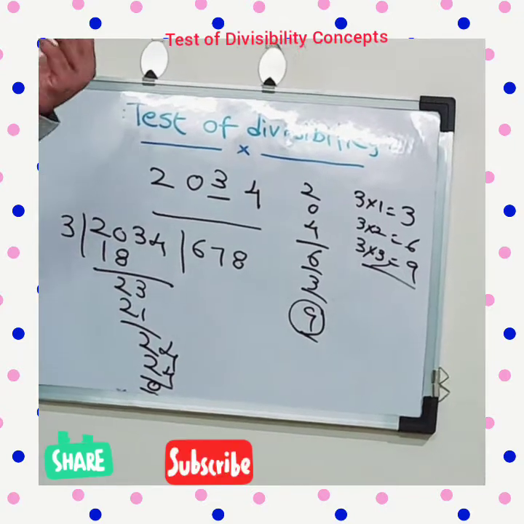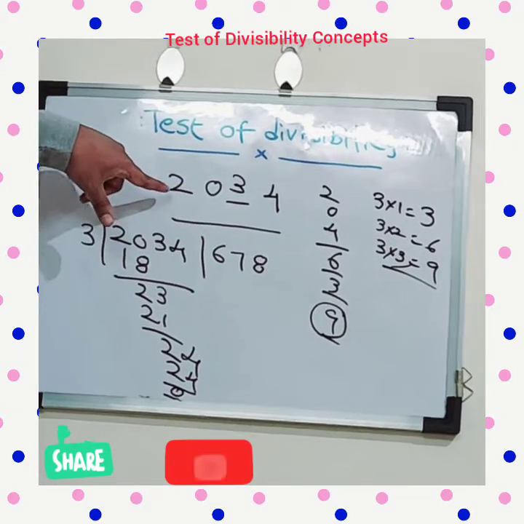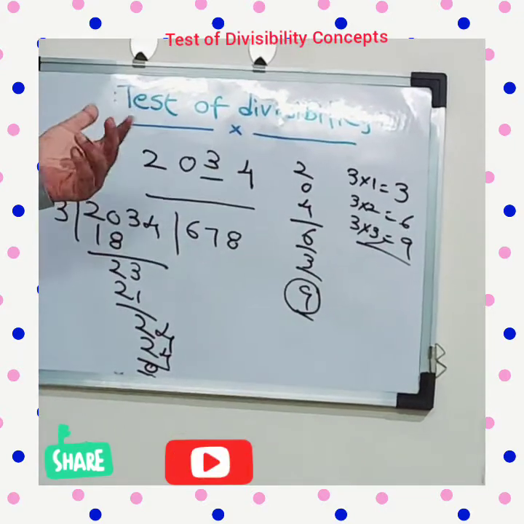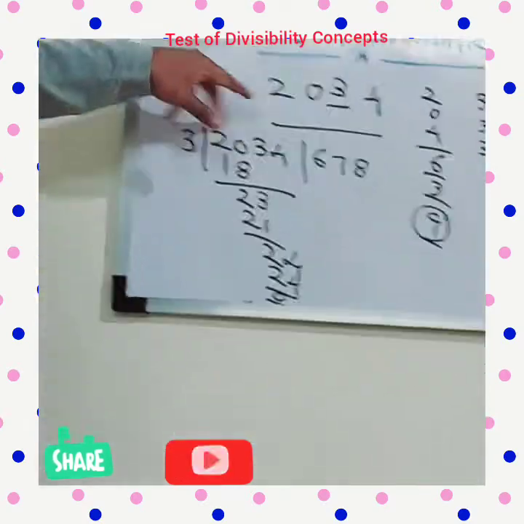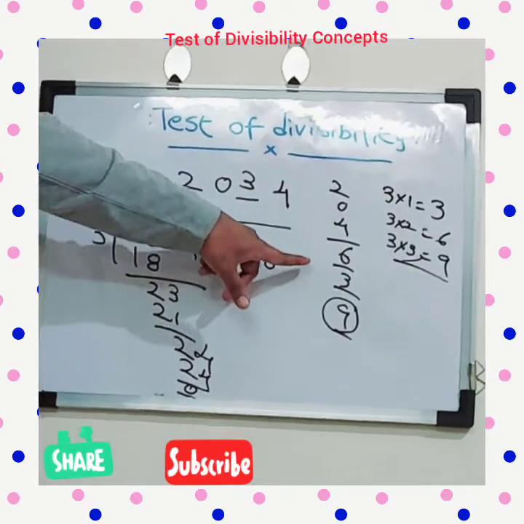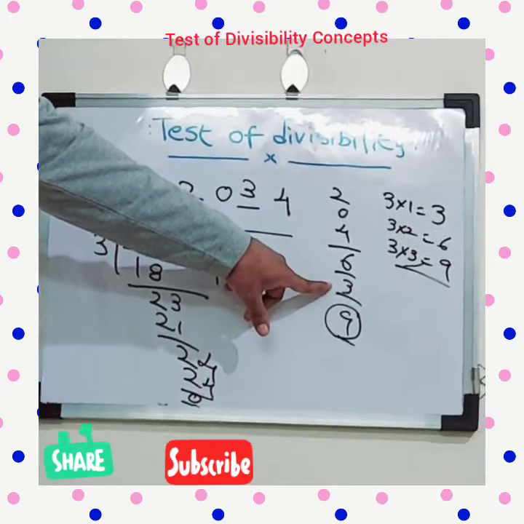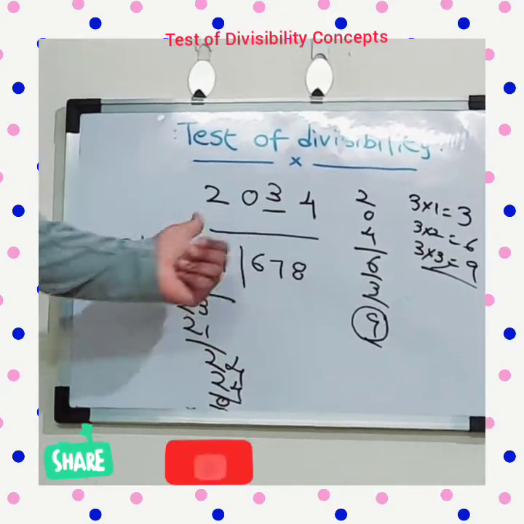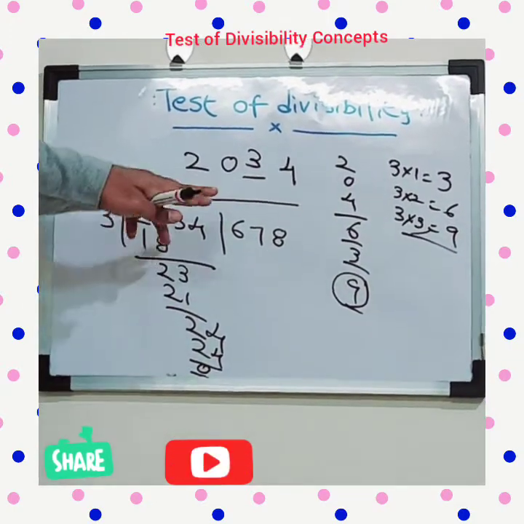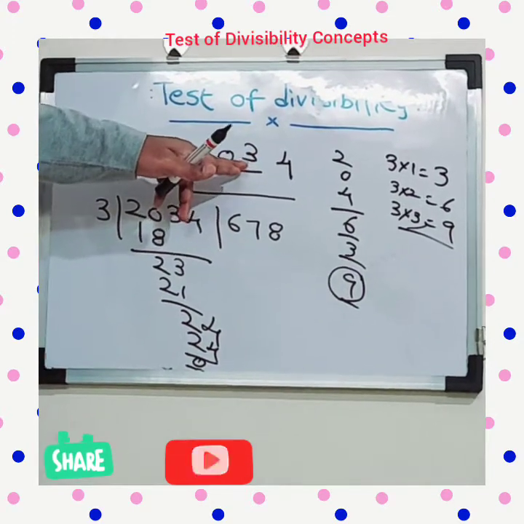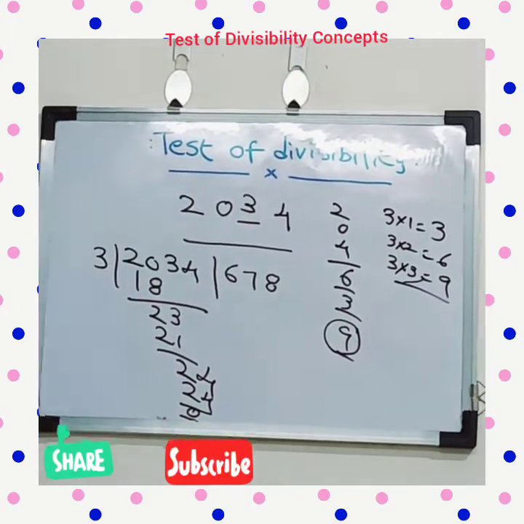To solve this problem in less than 30 seconds, just add the numbers. Not only this problem, if any such problem comes, just add the numbers and find the least number that makes the sum the nearest multiple of 3. That number you can add over here. That is the best way.